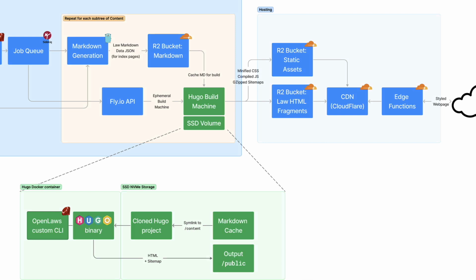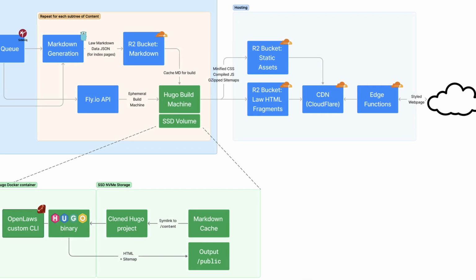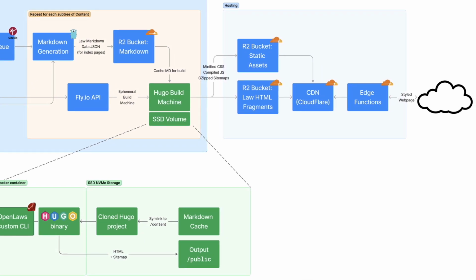Each time this Docker container runs, it's only operating on one subtree of content. So you can see down there, it actually takes a folder from the markdown cache, and then it symlinks it into a subfolder in the Hugo content folder. And so we have a couple of places where we can parallelize things. We can either run multiple build servers against multiple laws at the same time, or we can run multiple build machines and sequentially go through all of the subfolders that we need to build content for.